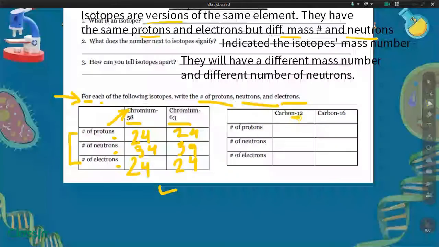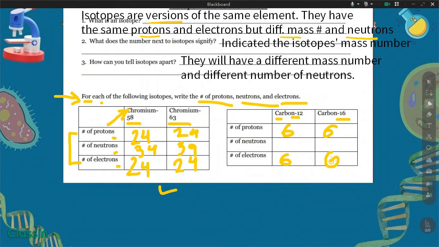Next one, we got carbon 12 and carbon 16. The number of protons again depends on the atomic number, which you need to find in your periodic table. For carbon, it has an atomic number of 6, which means it has 6 protons and 6 electrons. Since there are two carbons and they have the same protons, they are 6 and 6.